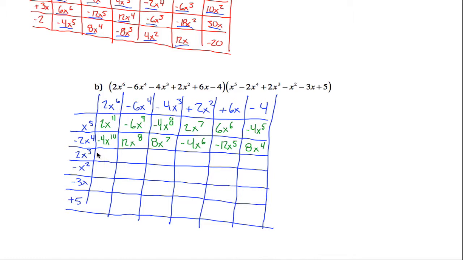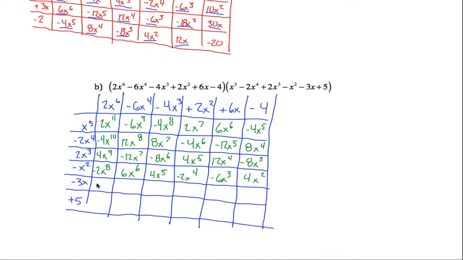2x cubed times 2x to the 6th gives us 4x to the 9th, -12x to the 7th, -8x to the 6th, 4x to the 5th, 12x to the 4th, -8x cubed. Then we got -2x to the 8th, +6x to the 6th, +4x to the 5th, -2x to the 4th, -6x cubed, and plus 4x squared.